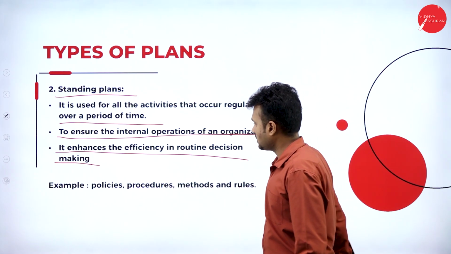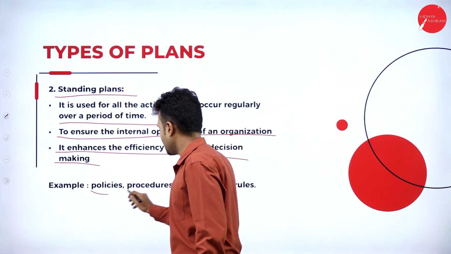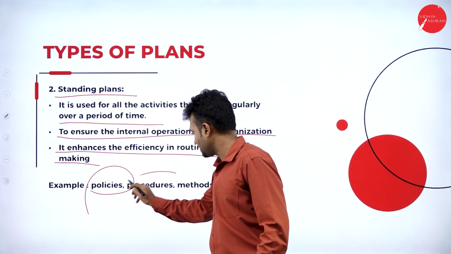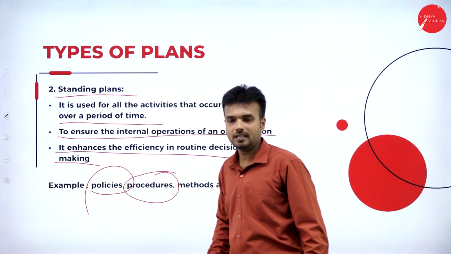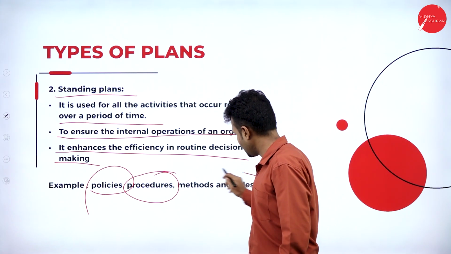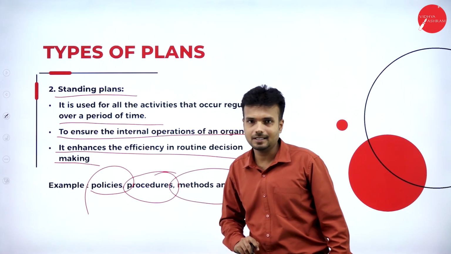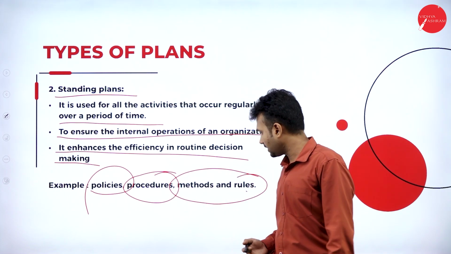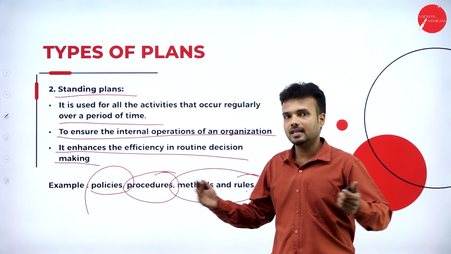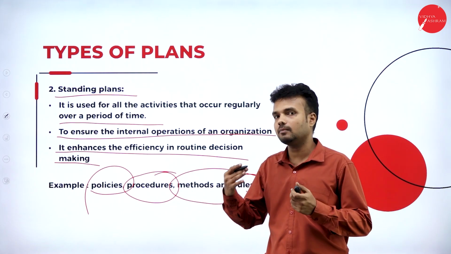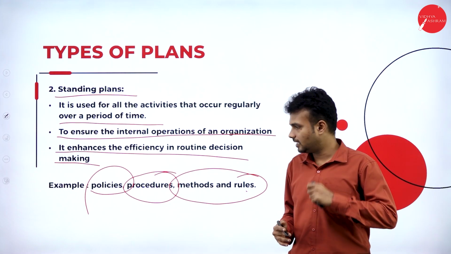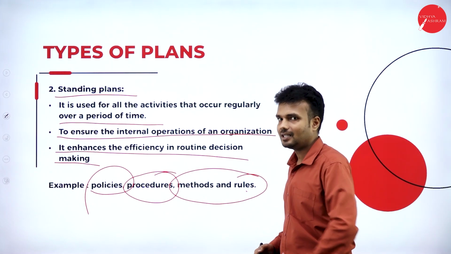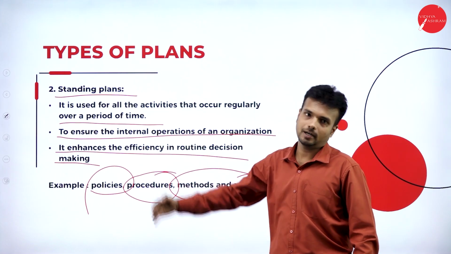Examples of these kinds of plans are policies. We are supposed to carry the same kind of policies every year. Procedure: there is a procedure for each and everything in the organization. Methods and rules of the organization. The methodology that the organization adopts, or the rules and regulations in the organization, do not change every time. They remain constant until the end of the organization.